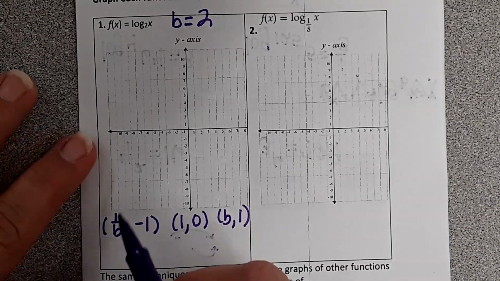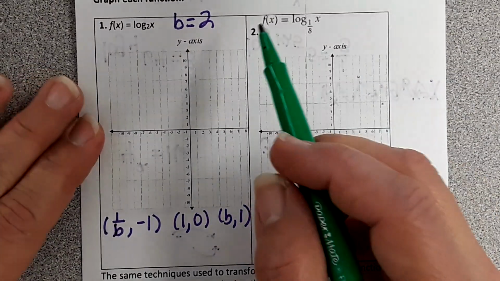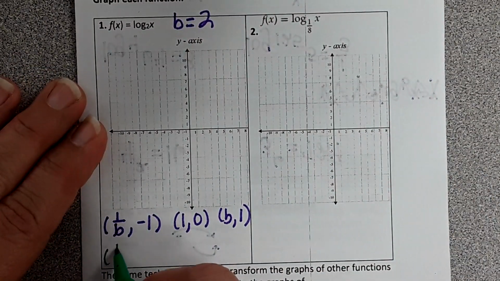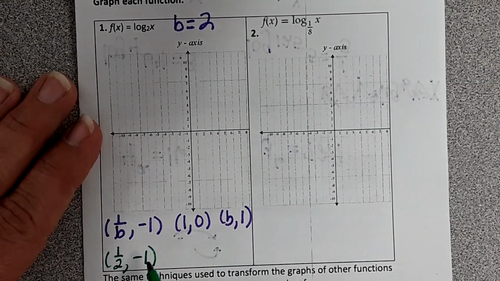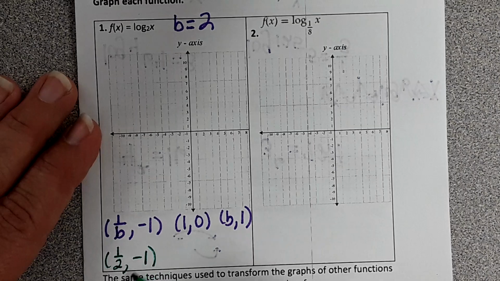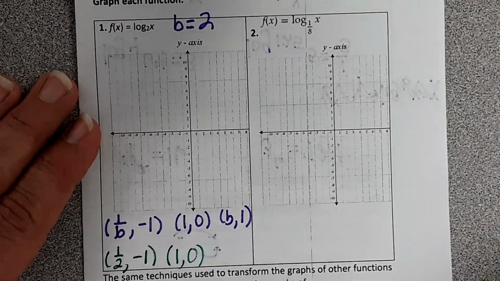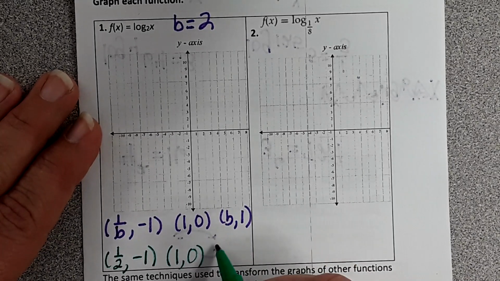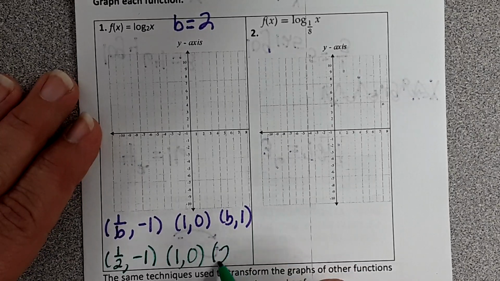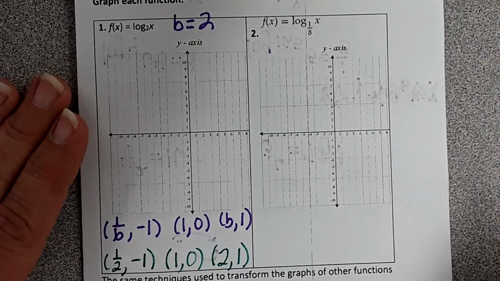Okay, so this is 1 over b. So what is our b in this problem? What did you tell me it was? 2. So this becomes (1/2, -1). This ordered pair never changes. It's (1/b, -1). This always stays the same. It doesn't have any b, so we're going to leave it that way. And then what is b for this one? (2, 1). So now we're going to graph those 3 points.